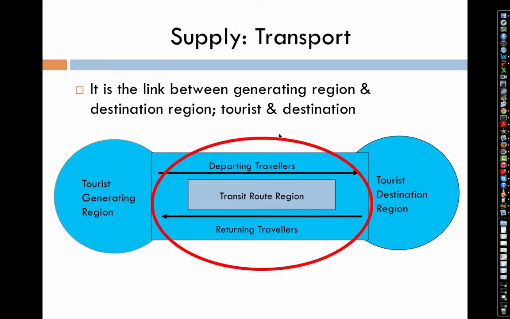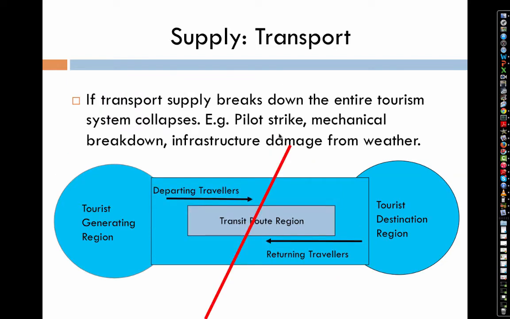Transport in tourism is also absolutely fundamental. It's the link between the tourist generating region and the destination region. In other words, the link between the tourist and the destination. If this is severed for some reason, the entire tourism system collapses. For example, if there's a pilot strike or a mechanical breakdown or infrastructure damage from weather, or a volcano erupting in Iceland or northern Sumatra that grounds aircraft, tourism just stops.